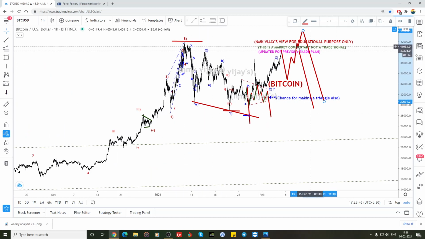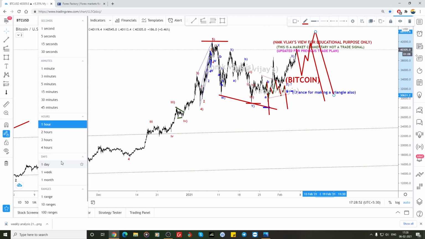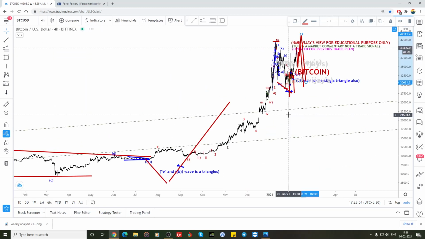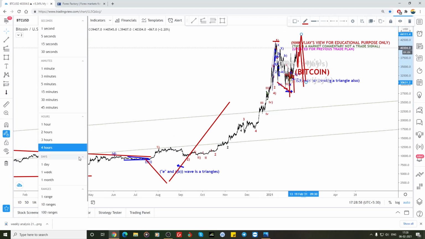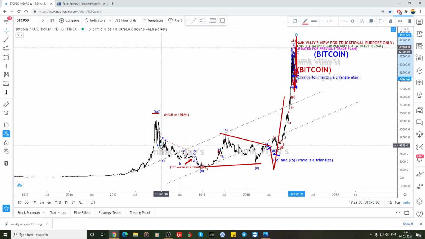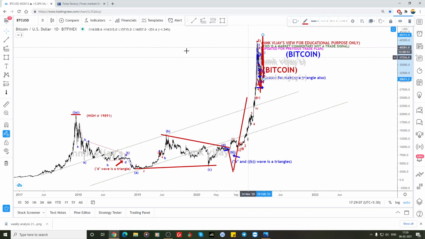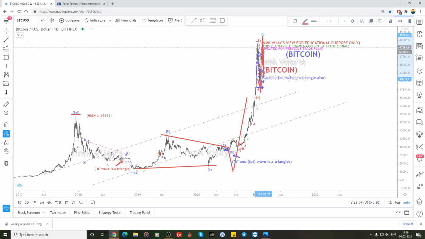Otherwise, if it breaks the high, it may or may not. But we need a bigger correction. We are in the bigger corrections. It won't go immediately because it has already given the correction. So it has to be this type of correction. I may or may not. So there will be a bigger correction. It's going to happen.